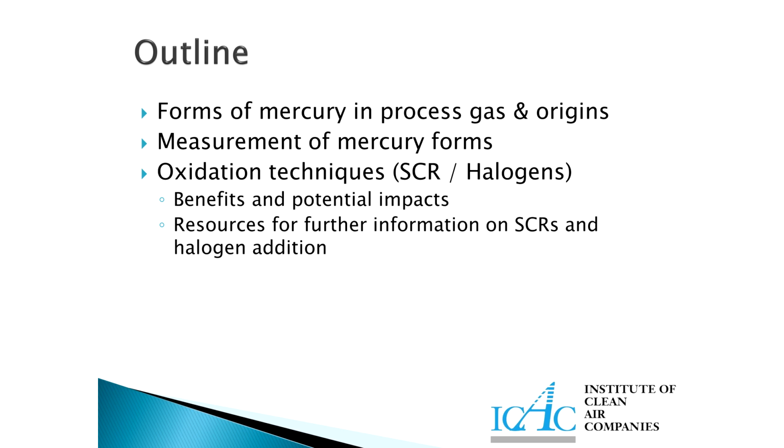So I want to talk about the forms of mercury in process gases and its origins, the measurement of different forms, and ways to oxidize mercury. And when we talk about mercury in combustion flue gas, and that means combustion gases from cement kilns, incinerators, coal-fired boilers, coal-fired power plants, mercury is a little different from some of the major pollutants that are measured in those systems because for the most part you only have to worry about one form of a given pollutant. For NOx, it's mostly NO, especially in coal combustion systems. For SO2, it's mostly SO2.